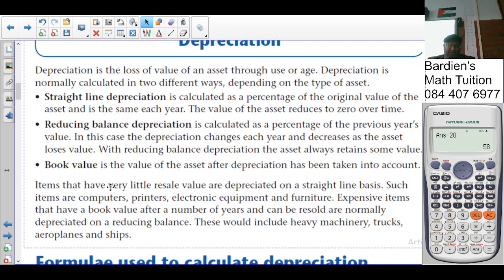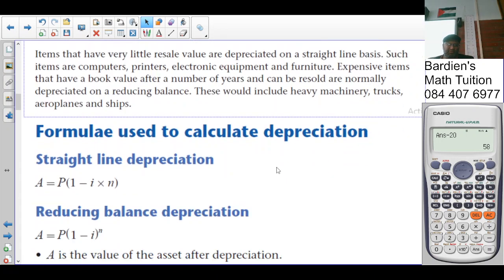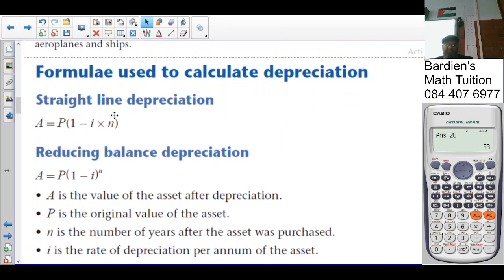Book value is the value of the asset after depreciation has been taken into account. The formulas: A is equal to P into 1 minus i times n. This is like simple interest, but with a minus it means depreciation. And the reducing balance method, with the exception of that minus, we have a plus for compound interest. This is called reducing balance depreciation or the diminishing balance method.